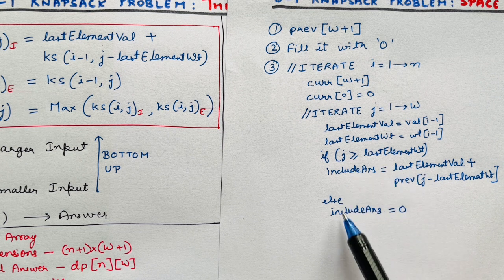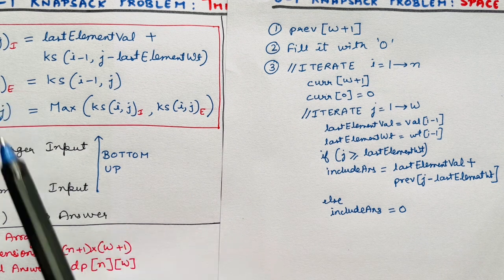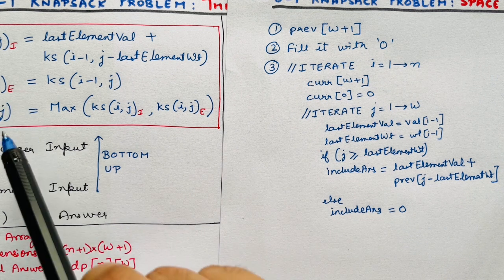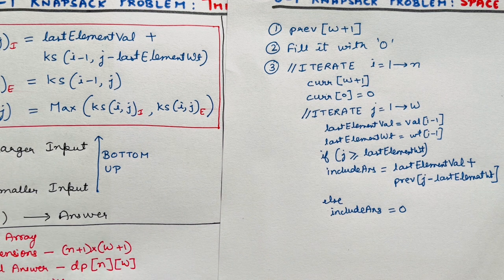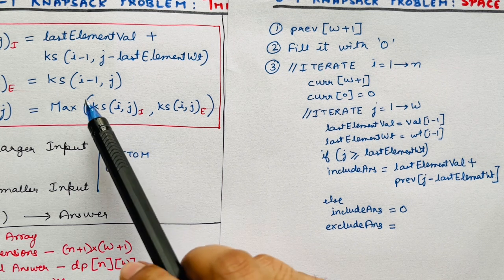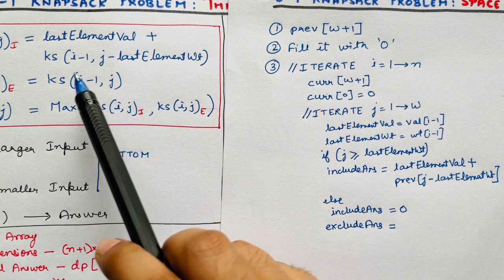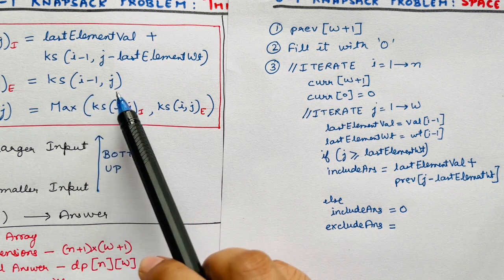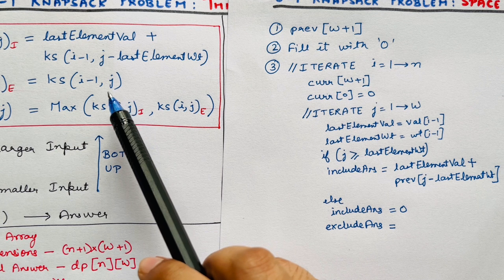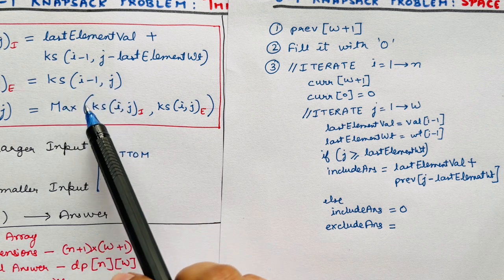Now we have calculated the include answer. Now we need to calculate the answer for the exclude case, when we don't include the last element at all. When we don't include the last element, the value that we can obtain is equivalent to the value that we can obtain by using only the first i minus 1 elements, with the capacity of the knapsack being the same as j. Now since we are talking about the first i minus 1 elements, where will this value lie?